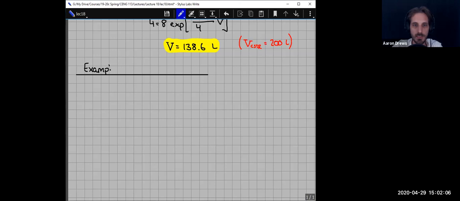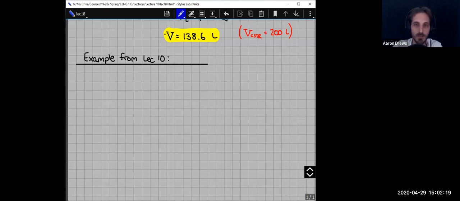So this example is from lecture 10. This is a great thing when you change reactors. If you've already done the example in one reactor, it's really easy to make another example. You just do the same thing. So in that example, we obviously had a CSTR, but now we've got a PFR. So we've got our PFR here.